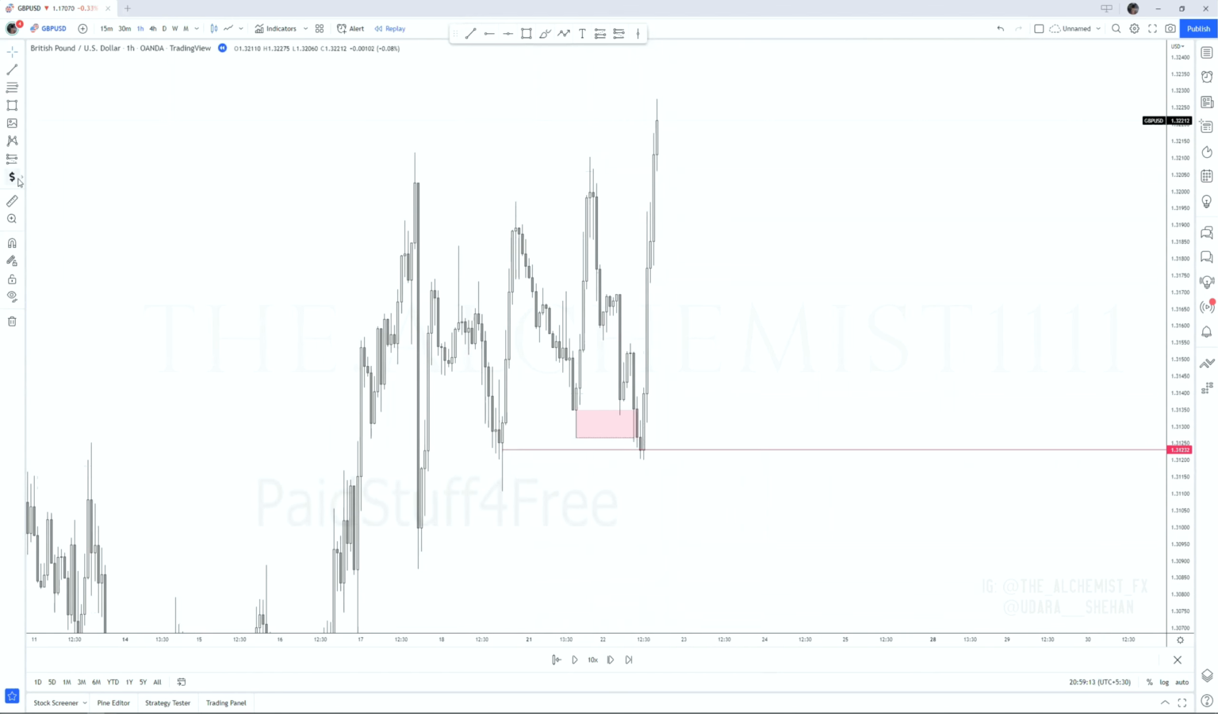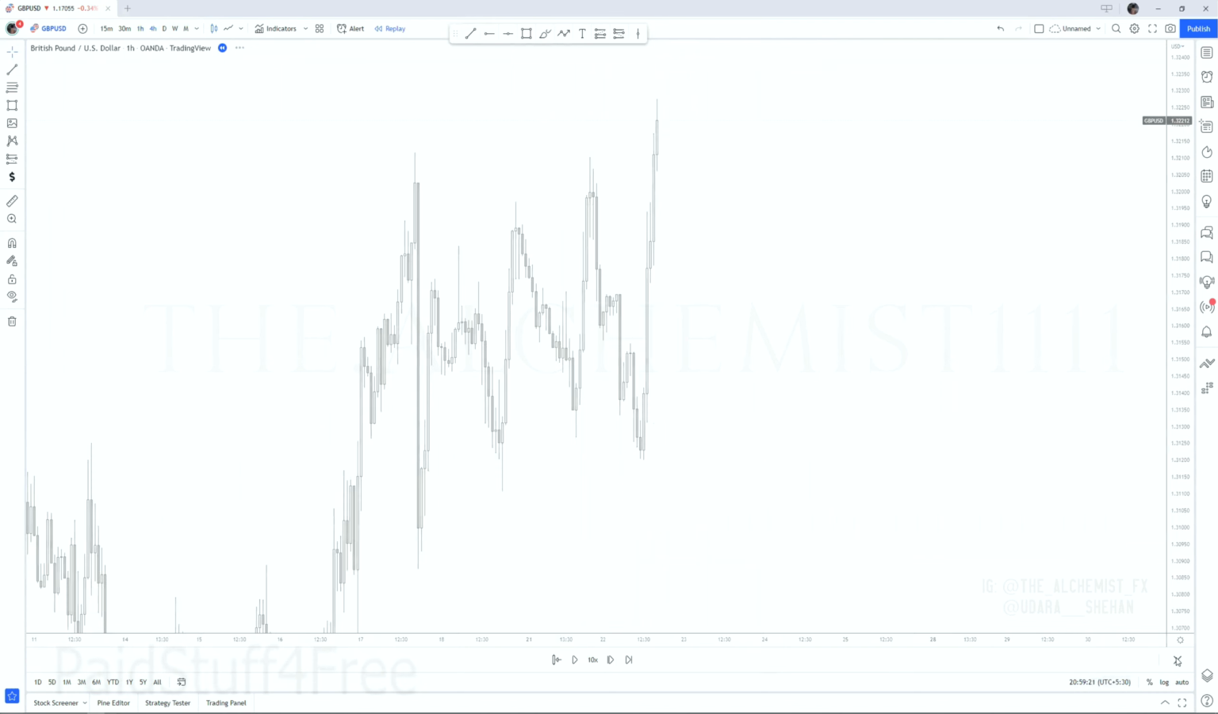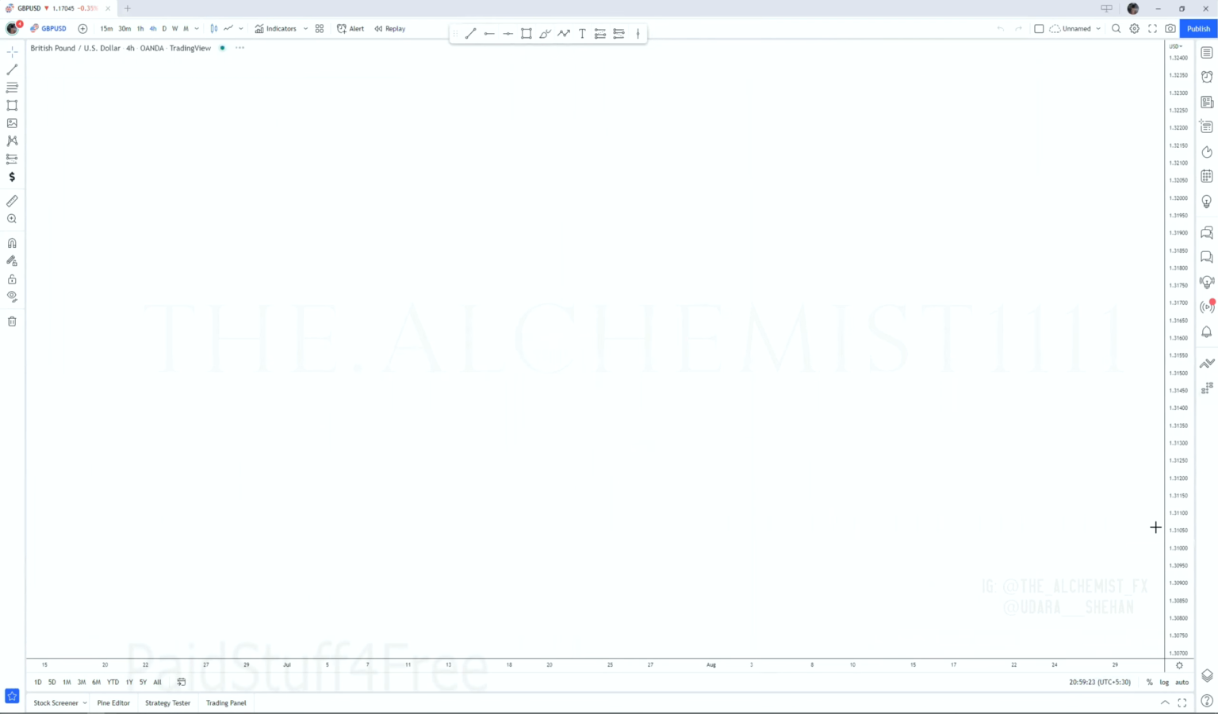First, what they do is they clear out all of this liquidity. They induce all of those sellers into the market and then they go up. So that is what happened there. Let me show you some more. Same exact setup again and again.